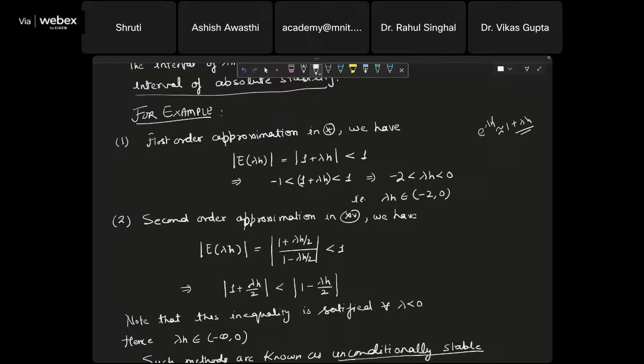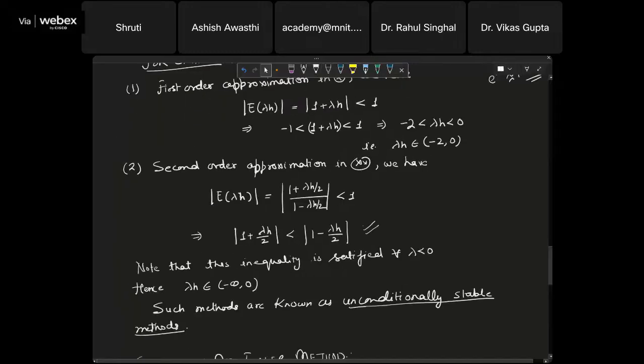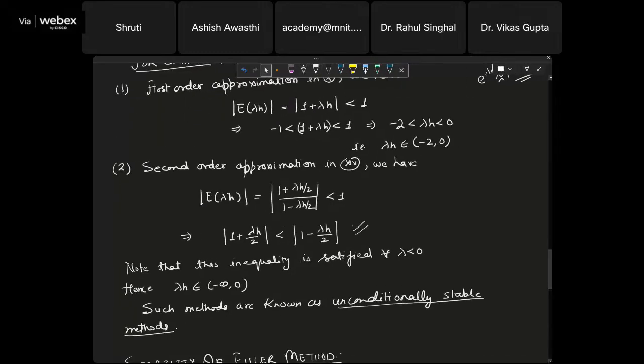Why? Because we have this condition over here, and this inequality will hold for all negative lambdas in general. Therefore lambda h will belong to the open interval minus infinity to 0, the negative real line. Such methods are also known as unconditionally stable, because there is no condition on lambda h when lambda is negative. So this is an unconditionally stable method.